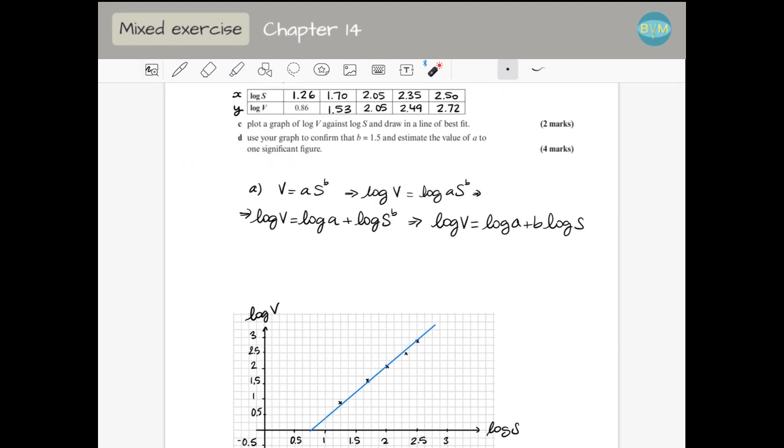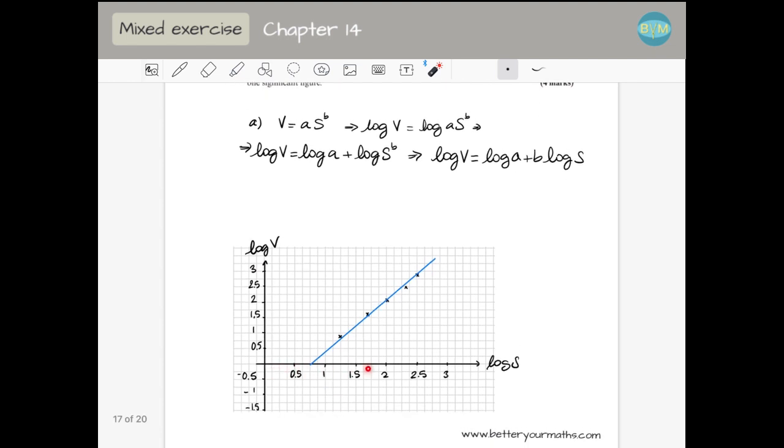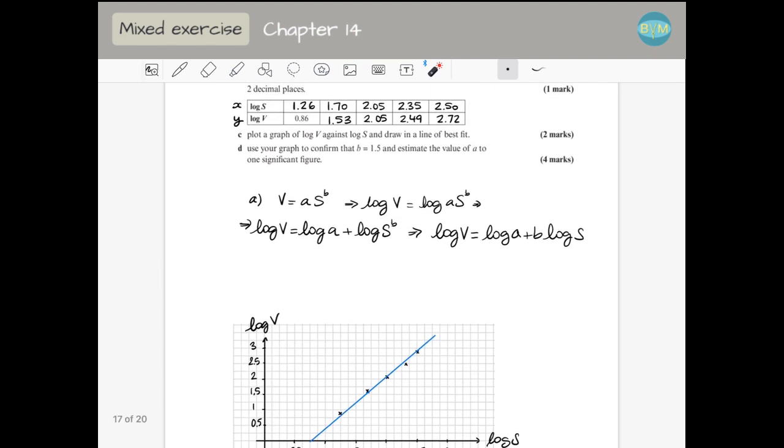Again, you represent your axes. In the horizontal axis is the log S, in the vertical axis log V. Your values go from 0 to almost 3 in both cases, so that's what I have in the scale. And when you represent the points, you see that they are very close to a straight line, so it's a very linear connection. And then you draw a line of best fit. It's going to be slightly different for everyone, because we are not using formulae or anything like that. We are just representing the line of best fit.